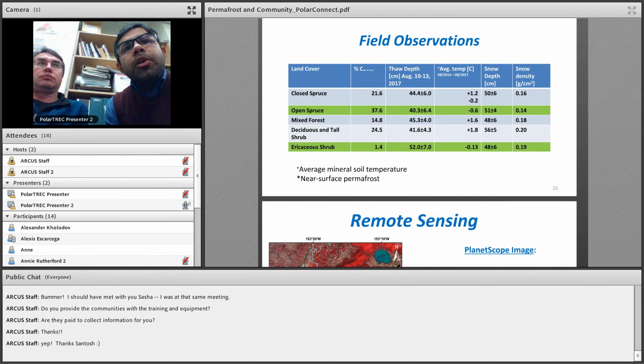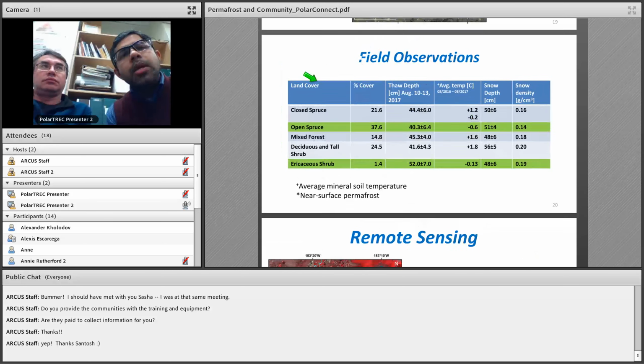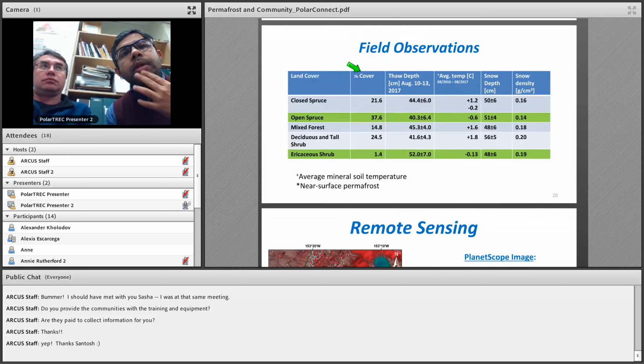This is a summary of field data that we collected around Telida village, and what we realized is that there are 5 major land cover types present within the area. So we divided the area into 5 different land cover types, and on the table the second column shows the percent cover of each land cover type. Open spruce, which is more related to permafrost, is the most dominant land cover type, close to 38% of that 100 square mile area. And Ericaceae shrub, which is mostly lowland shrub like blueberry, cloudberry, those kinds of small plants, covers the lowest percent of the study area, about 1.4%.